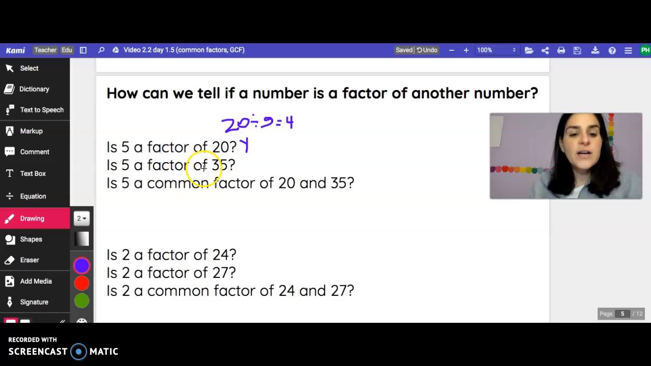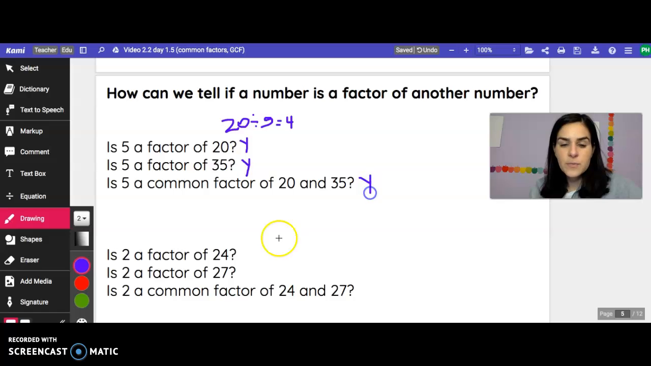Okay, is 5 a factor of 35? Can I do 35 divided by 5 with nothing left over? Yes, it's 7. So is 5 a common factor of 20 and 35? Well, it's a factor of 20 and it's a factor of 35.